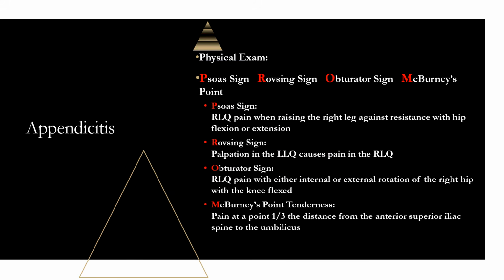So that is your physical exam findings. Remember those. Remember PROM. Remember the way I have you remember Rossving instead of Rovsing. And then the other ones make sense because it's psoas sign and it's the psoas muscle, obturator in the hip area. And then McBurney's point, not really any way to remember that, but just remember that it's a 0.3 of the distance from the ASIS to the umbilicus.